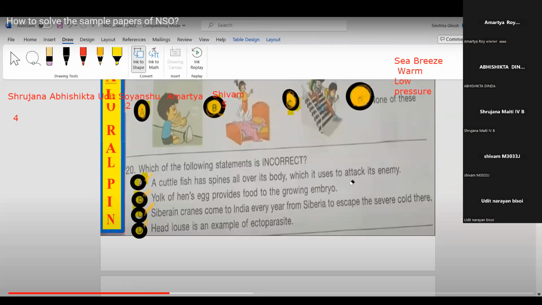Abhishekta, tell me number 20. Abhishekta, can you tell me number 20, beta? Ma'am, I am trying. You are trying. Okay, anyone else? Udit, can you tell me number 20?